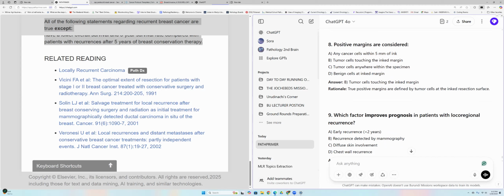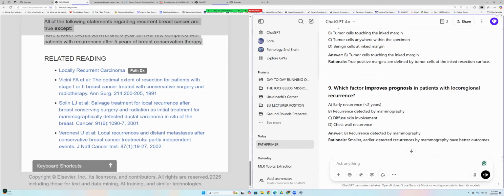In Nigeria, do you ink a lot when grossing? Sometimes, or not a lot. In the US we ink a lot. Positive margins are found when tumor cells touch the ink, with multiple colors. Yeah, continue, with multiple colors.